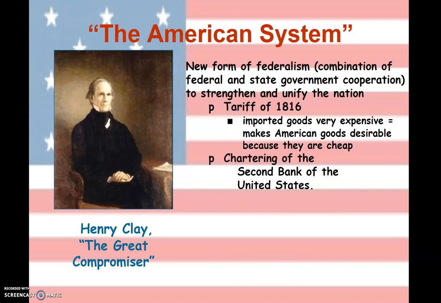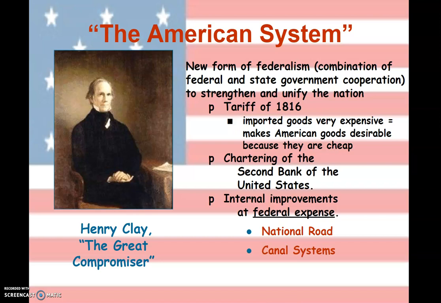The second major chunk of the American system is the Second National Bank. We'll talk about that in just a second. The third aspect of the American system, so 1, 2, 3, the third is internal improvements. And these are internal improvements that are going to be funded by the federal government. Two examples of that we'll look at are the National Road and the Canal System.